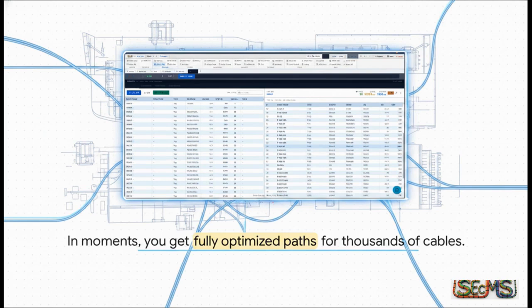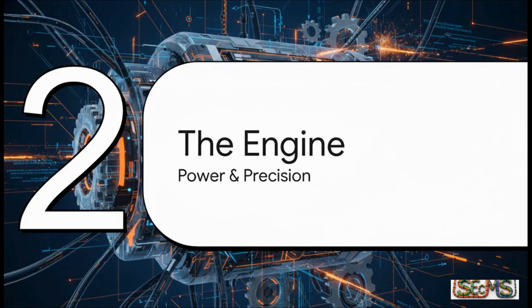The whole workflow from a messy Excel file to a fully optimized routing plan is now complete. So we've seen what SEcMS does, but I think the real question for any engineer watching is, how on earth does it do it so fast? Let's pop the hood and take a look at the core technology that's driving all this power and precision.